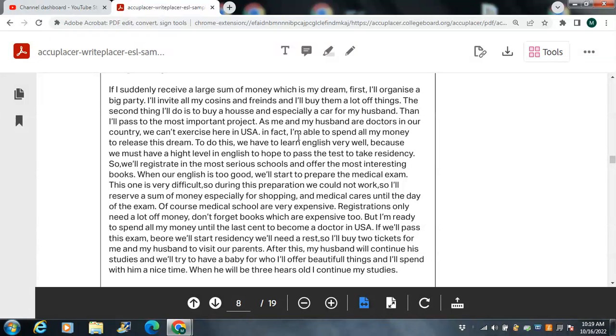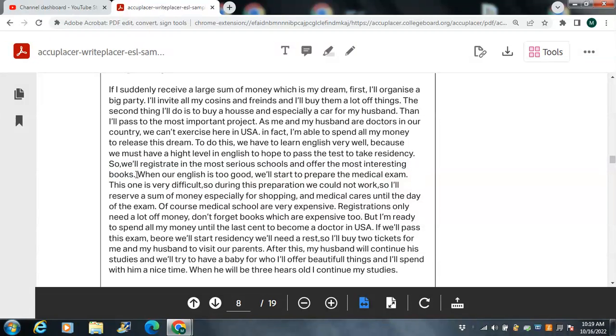So that is my issue with this sentence. English should also be capitalized. But again, we're still not clear as far as what the dream is. And now we're being told that they have to work on their English so that they can pass their residency exams to then be able to exercise medicine in the United States. Now we move on to the next sentence. So we'll registrate in the most serious schools and offer the most interesting books.